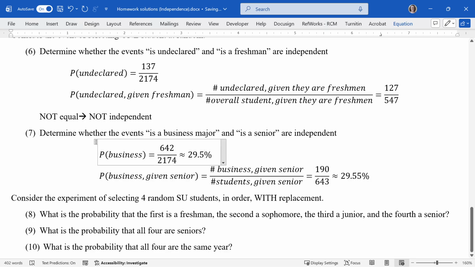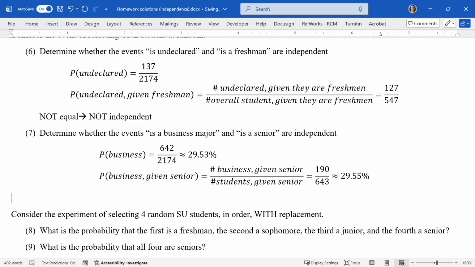Yeah, they're not off until the third or the fourth decimal place there. Wow, that's really close together. So technically they're not independent, but they're super close to being independent. Very close to independent, but technically not independent.